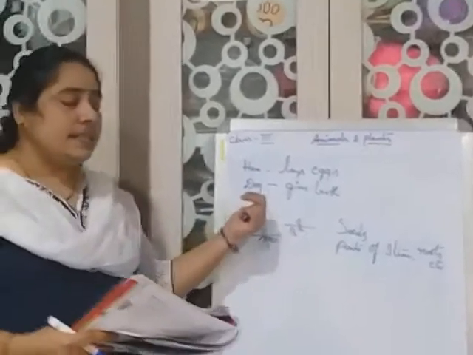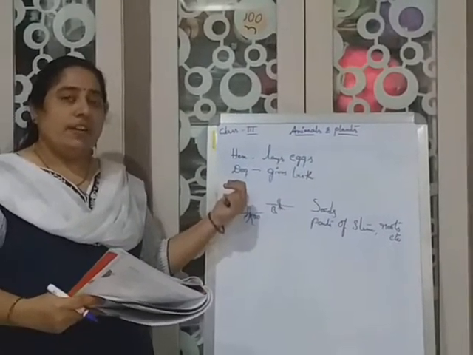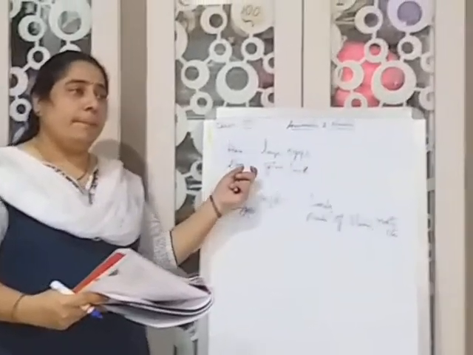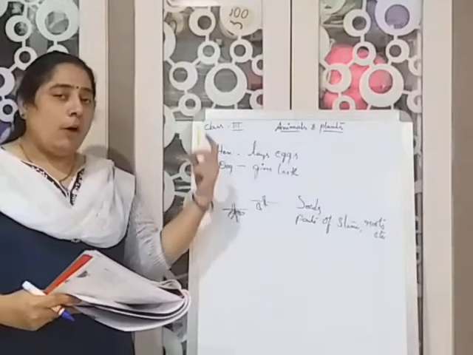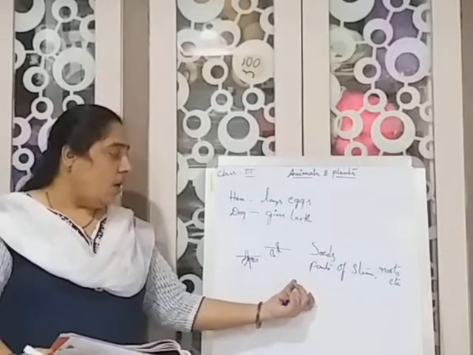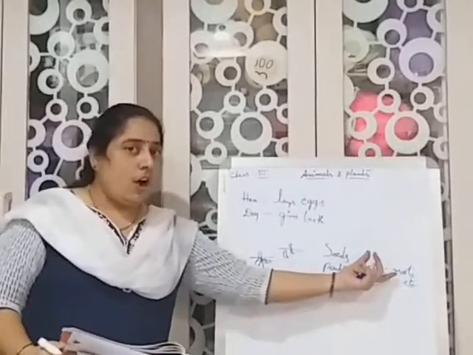Okay, like that. So animals reproduce by laying eggs or giving birth to their babies. How do plants reproduce? Plants grow from seeds or from parts of a stem or roots.